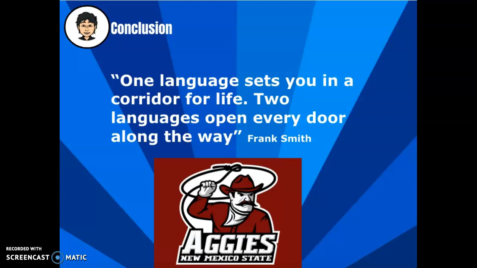Remember that the goal of bilingual education is to provide a meaningful and equitable education of two languages while ensuring an understanding for tolerance and appreciation of diversity. I'll end with this quote by Frank Smith that states, "One language sets you in a corridor for life. Two languages open all the doors along the way."